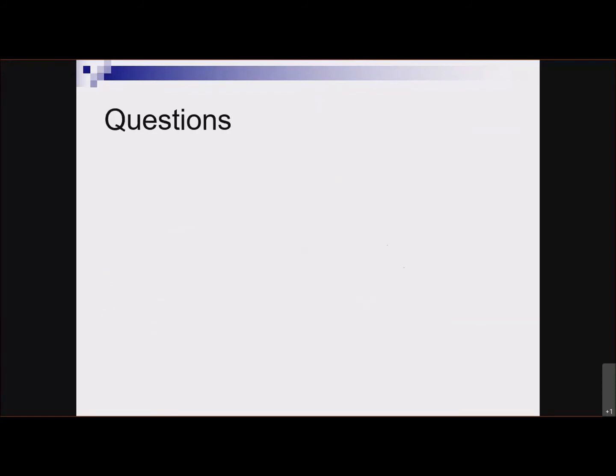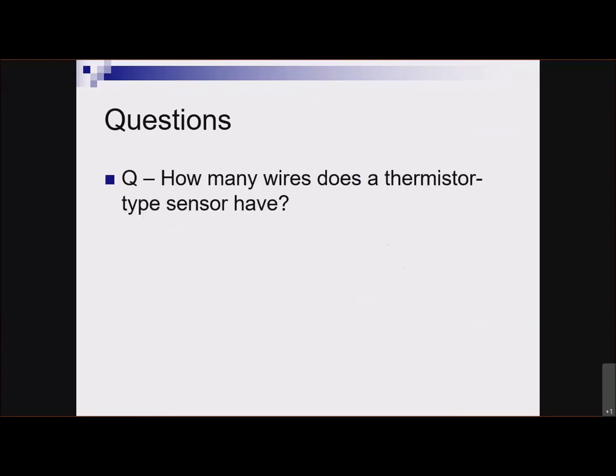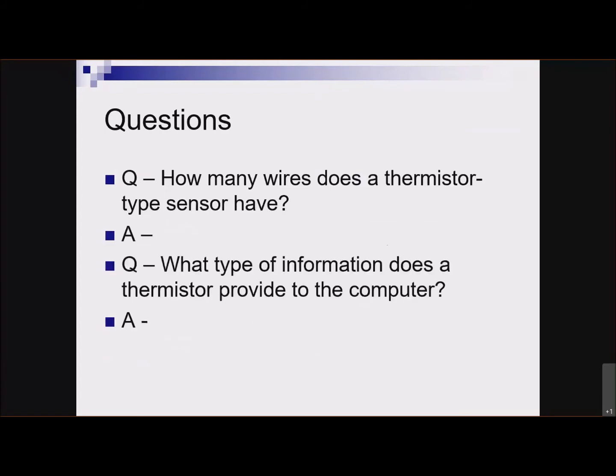There's a picture of one. So how many wires does it have? It has two. What type of information does it provide? It is a varying analog voltage. So it has all kinds of possible values, not just on and off like digital would be. And that voltage level is used to determine what the actual temperature of something is.